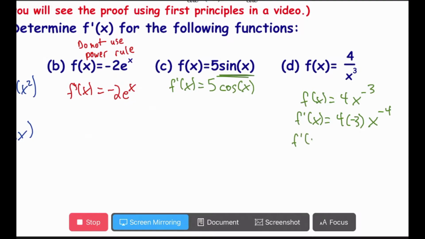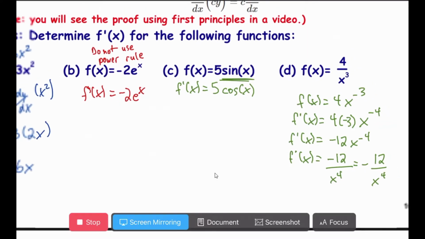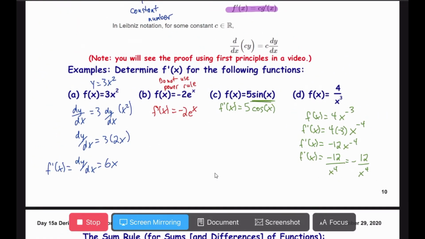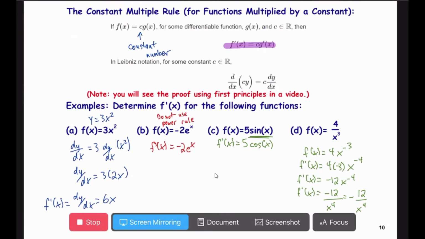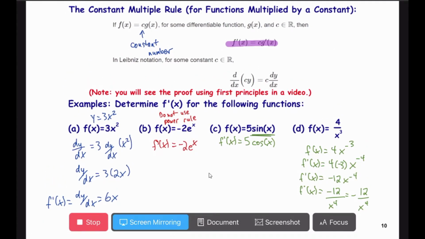We can simplify and tidy this up a little bit. 4 times negative 3 is negative 12, x to the negative 4. And let's have a positive exponent: negative 12 over x to the power of 4. All right, that looks pretty good to me. Let's zoom out for a moment to get a snapshot of the whole thing, and then we'll continue.